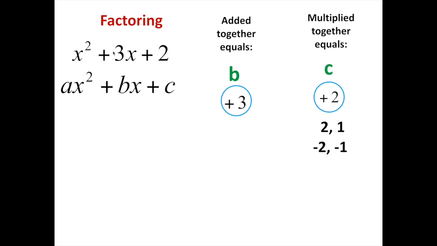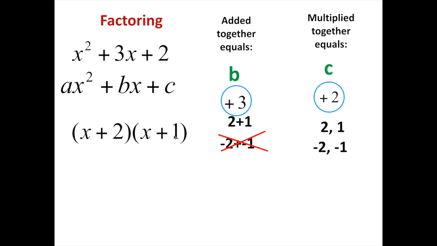And this is a +3. You'll notice the addition sign here. So that's going to be 2 and 1. So now when we break these apart, it's going to be x plus 2, x plus 1. Okay, the x value comes first. This is the factored form of this original quadratic expression. All right, so again, two numbers that multiply together to give you c, but add together to give you b.